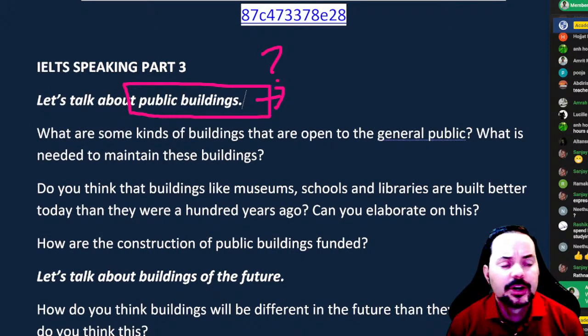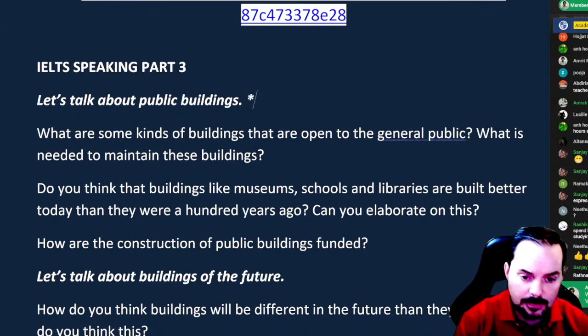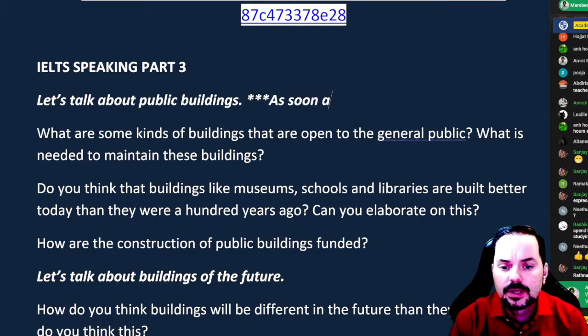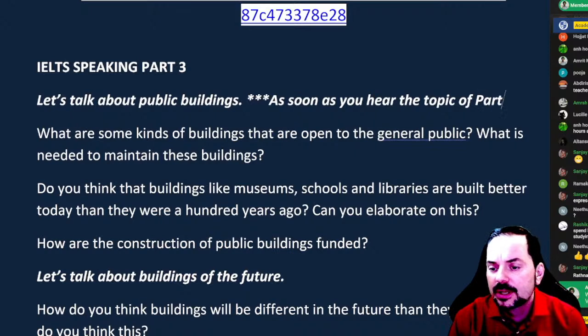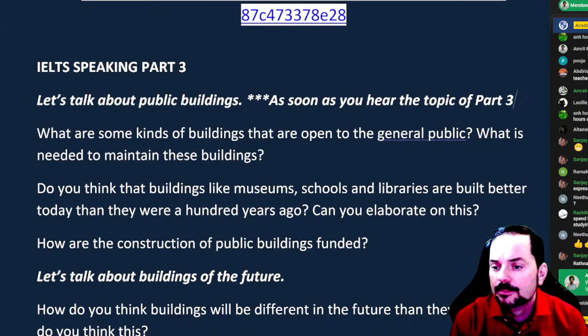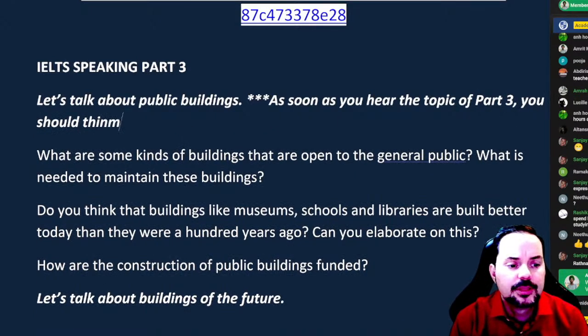As soon as you hear the examiner say the title, as soon as you hear the topic of part three, you should think of related words.